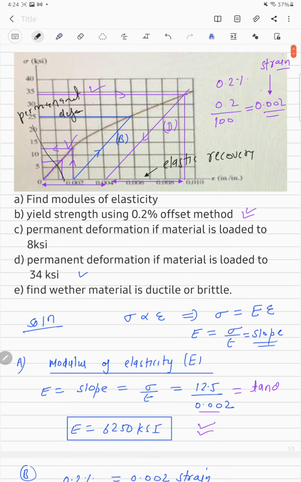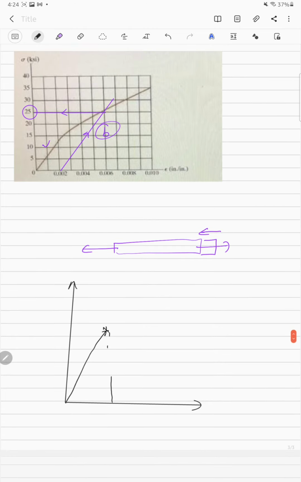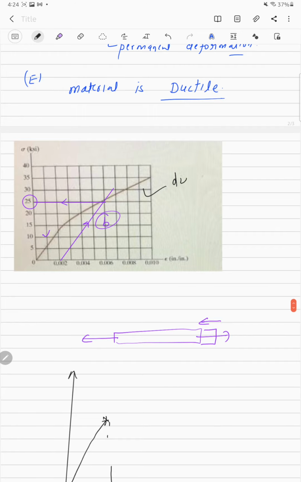The last part is very simple. We have to tell whether the material is ductile or brittle. We already know that brittle material has very little deformation. The graph of brittle material is generally like this one, and the value of strain will be very small. While in ductile material, there is sufficient deformation. So by observing the graph we can say that this graph is for a ductile material.